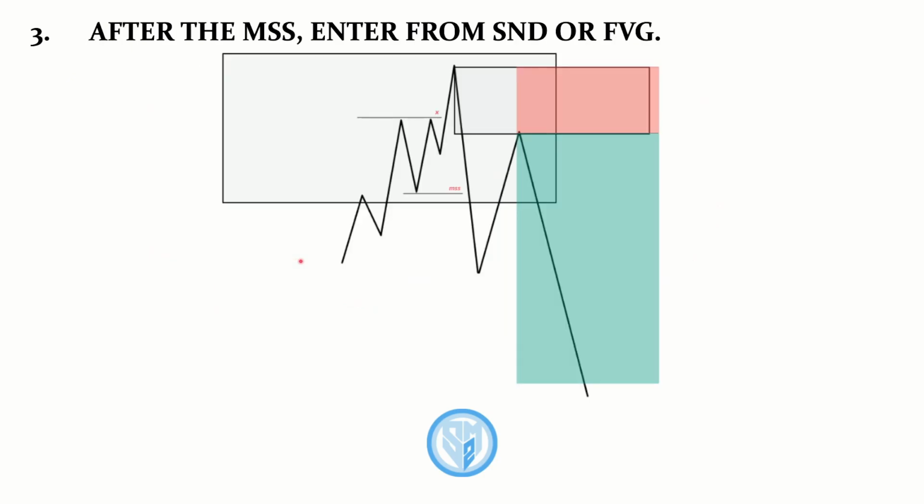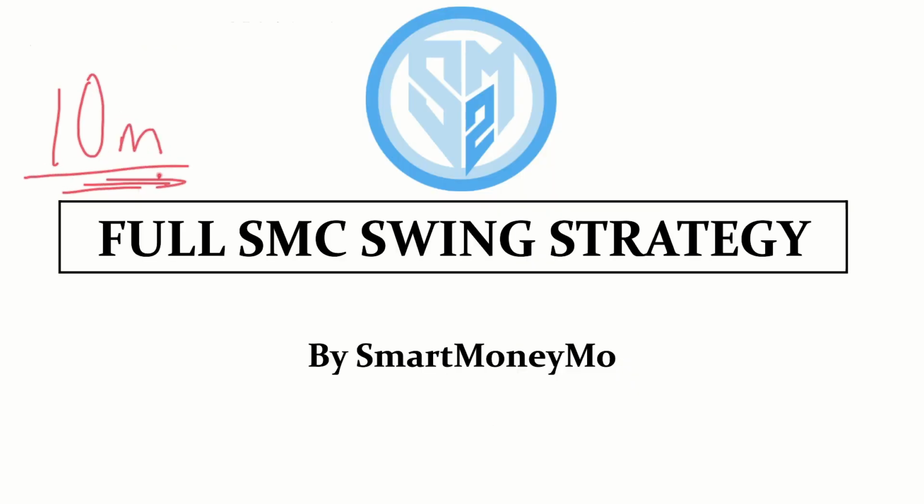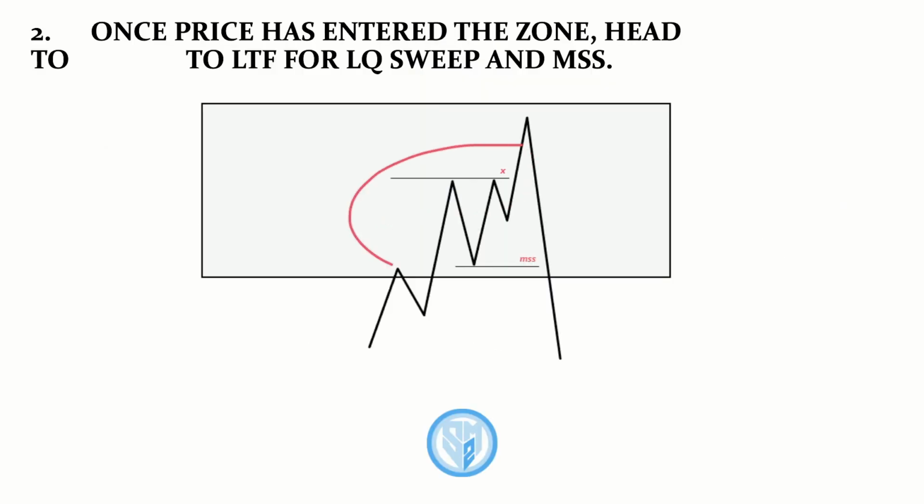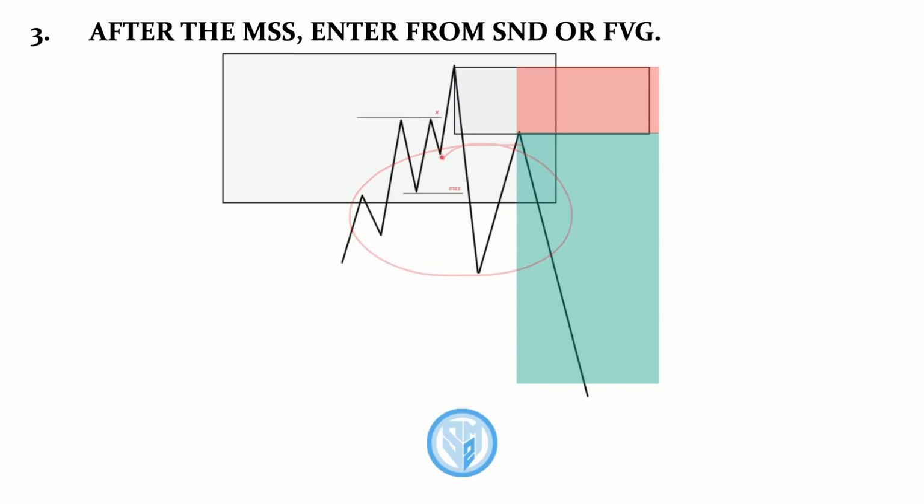Step 3 is simply, after you see your market structure shift, enter from a supply and demand zone or a fair value gap. Keep in mind all of this is going to be executed on the lower time frame. So perhaps right now we're on the 10-minute, and all of this has been going on the 10-minute time frame. So even the previous slide, even this slide, all of this is on the 10-minute time frame, right?